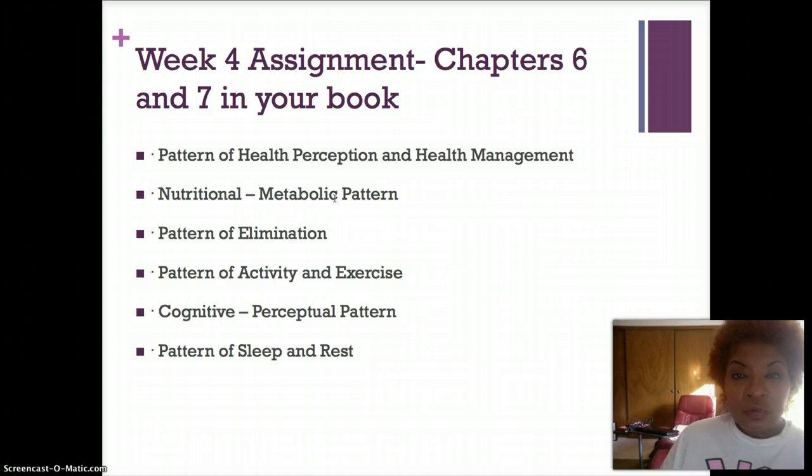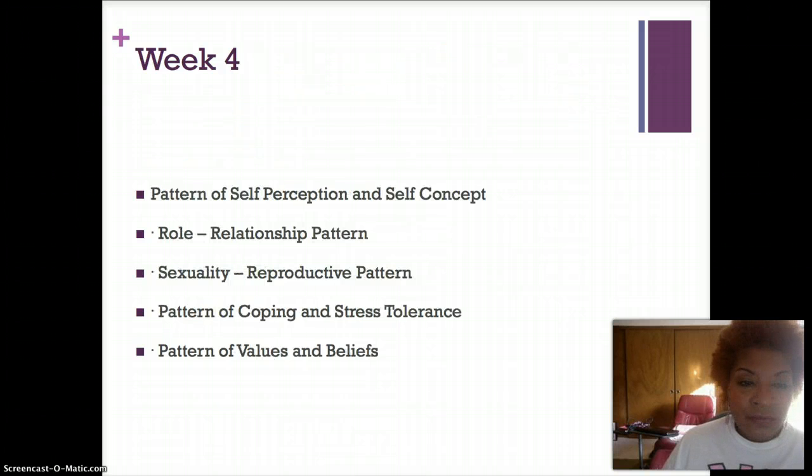I notice, what percentage of fruit? What are your favorite fruits and vegetables? Can you explain? How do you cook? Can you tell me how you cook in terms of baking or frying? So you want to have 3 questions for each of the functional health patterns.